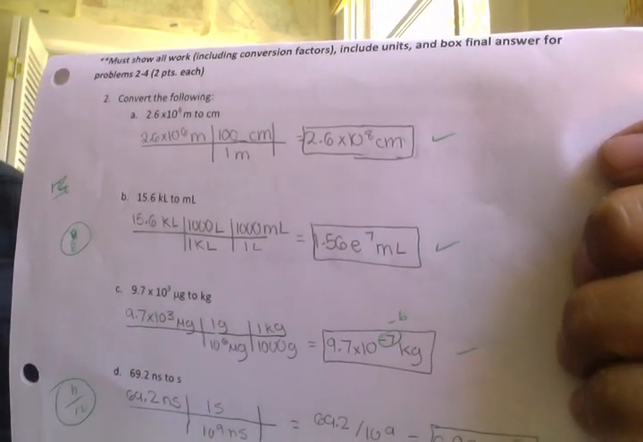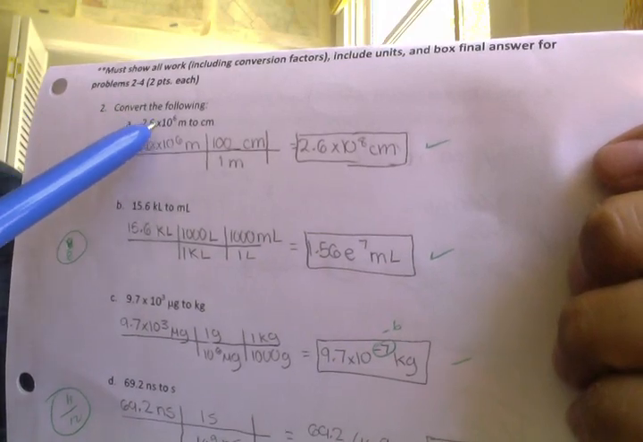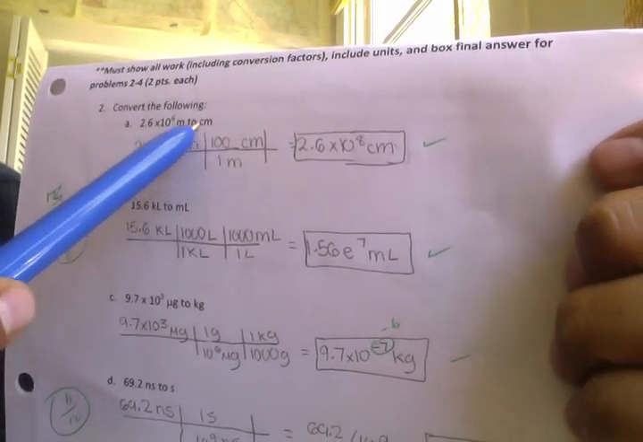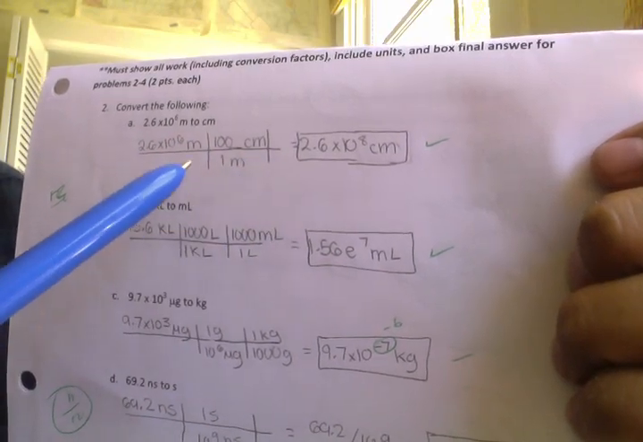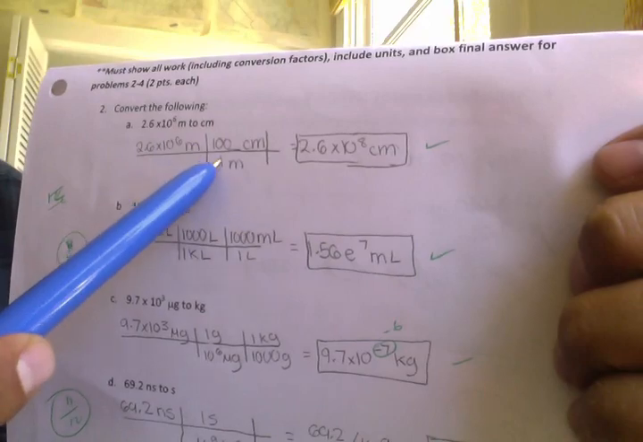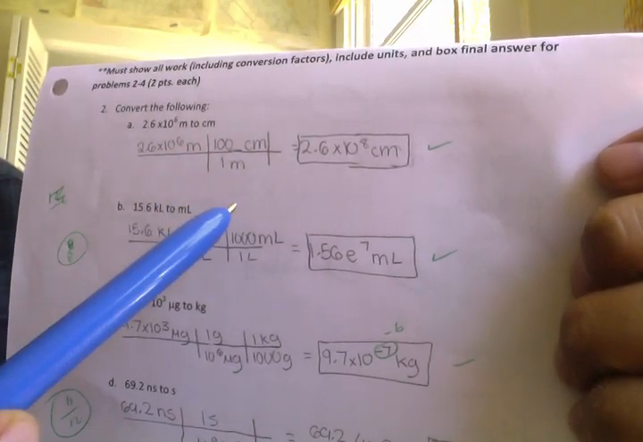And here's a nice job of number 2. So when we're converting between meters to centimeters, what you do is you start out with your units here. You set up the conversion factor, and you make sure that the units on the top cancel the units on the bottom. So we're converting meters to centimeters. So see how that's going to cancel out. Meters divided by meters is gone.